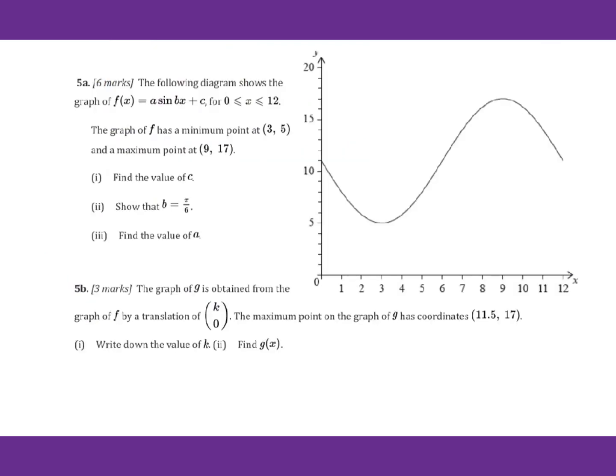Let's go to 5a. The following diagram shows the graph f of x equals a sin bx plus c for x between 0 to 12. The graph of f has minimum point 3, 5. Then the maximum point, that's 9, 17. Find the value of c.